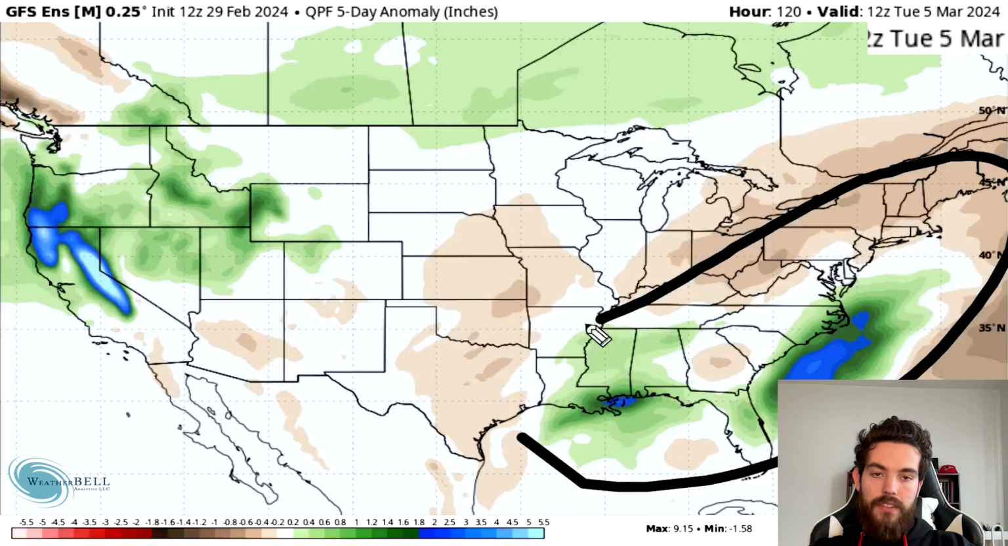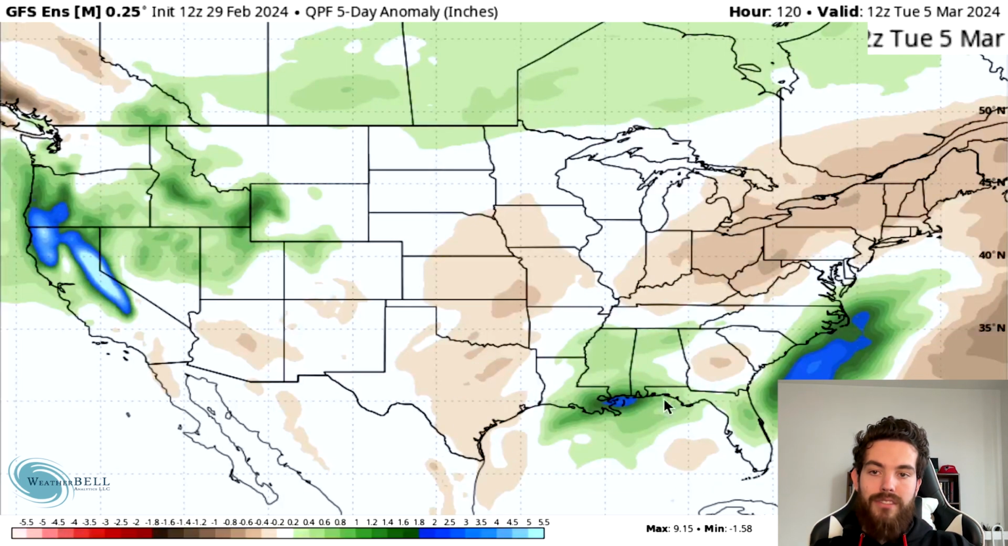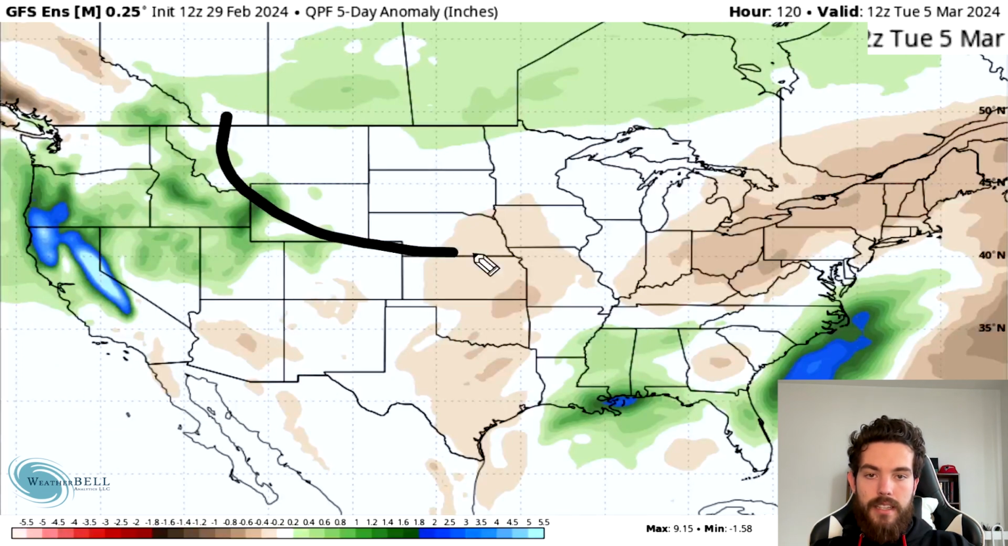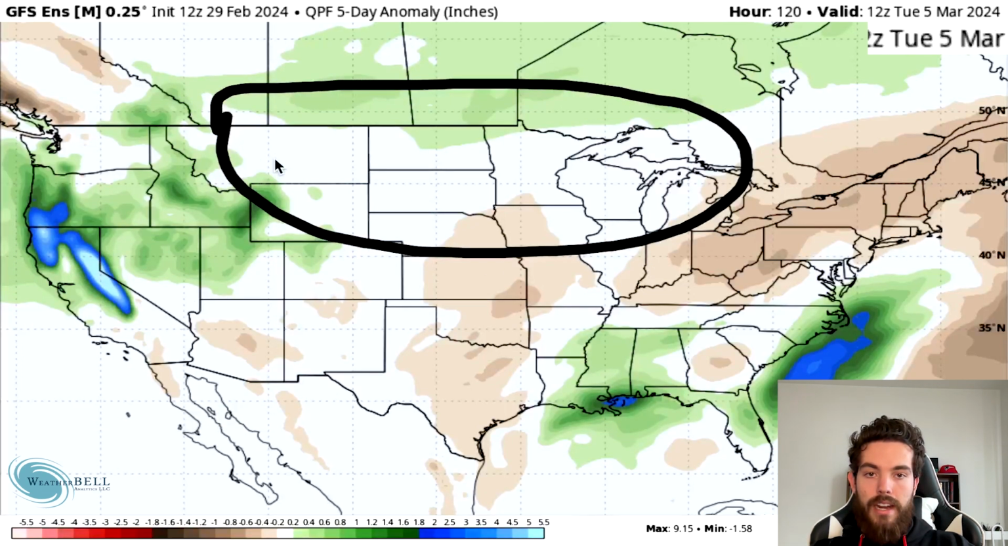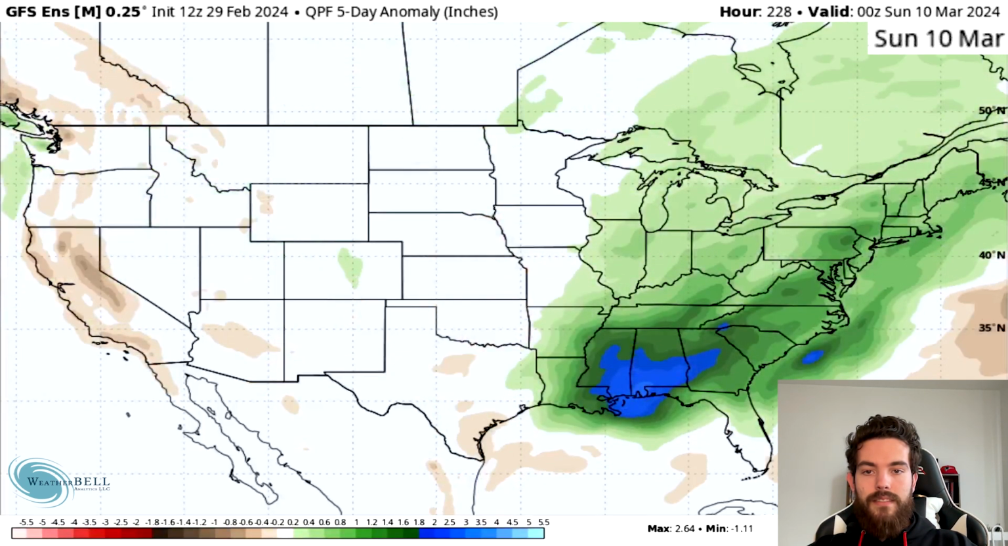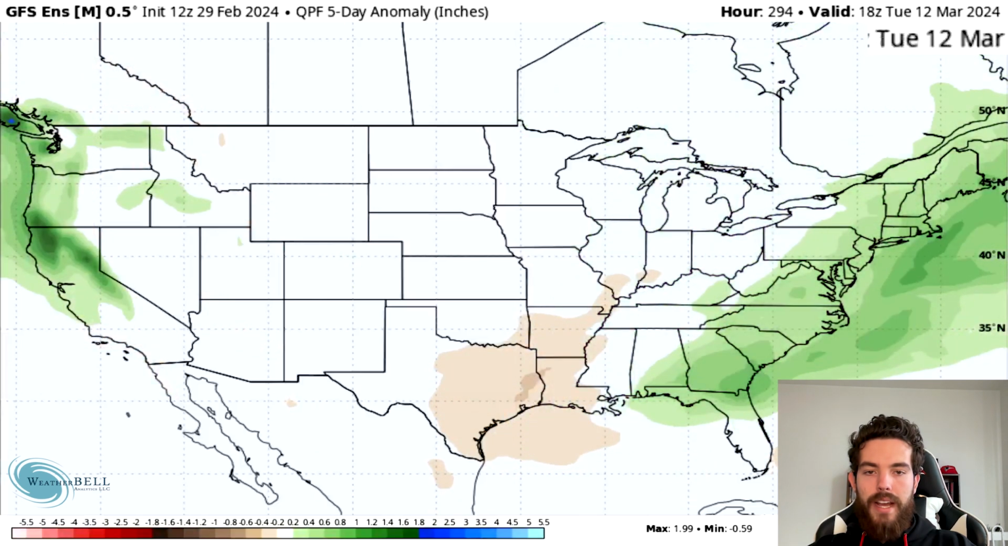Overall, I expect a lot of these pockets in here to see above average precipitation as well as out west. I think the main areas where we expect below average precipitation are going to be these areas up here in the colder, drier air mass. I expect just east of the Rockies in the north central states to be the best area to see below average precipitation. Let's move through with this, and we see a lot of the same. We see the things out west dry out, but look at what happens over time.